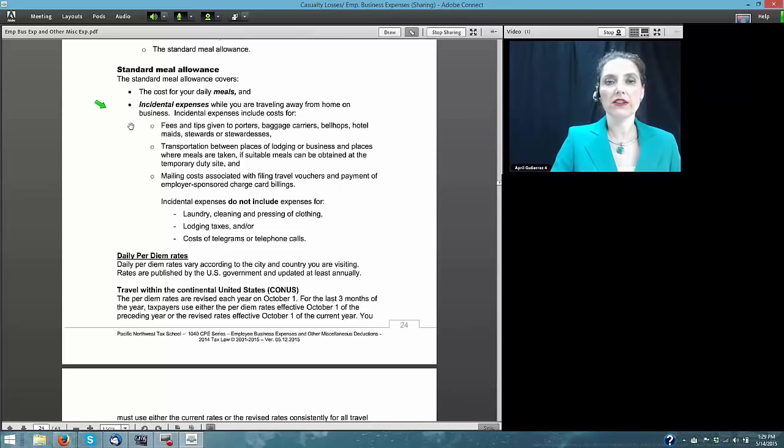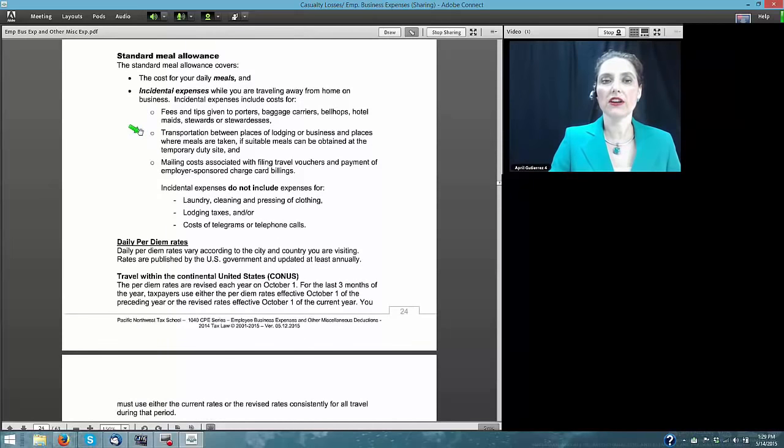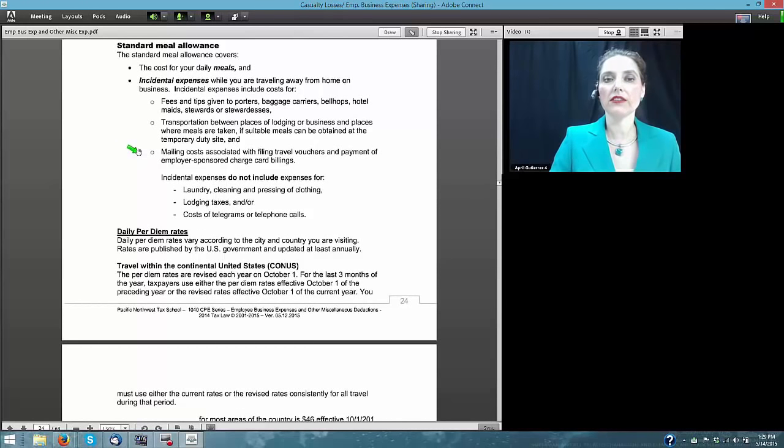Incidental expenses include the cost for fees and tips given to porters, baggage carriers, bellhops, hotel maids, stewards, or stewardesses. Also, transportation costs between places of lodging or business and places where meals are taken, if suitable meals can be obtained at the temporary duty site, and mailing costs associated with filing travel vouchers and payment of employer-sponsored charge cards and billings.